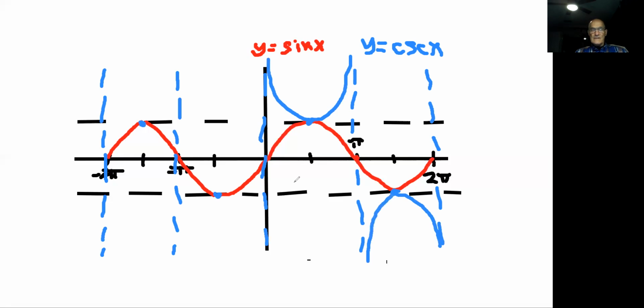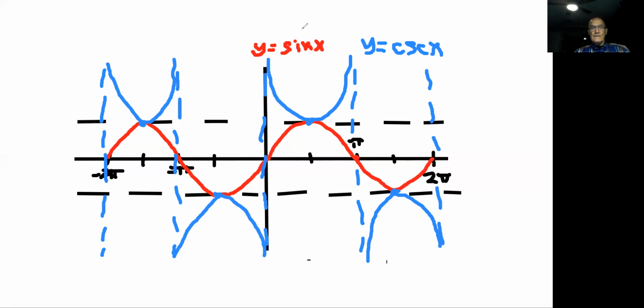So for the layperson's definition, if the original curve smiles, as you see here, then the reciprocal curve is going to frown. So it's going to come up like this. And if the original curve frowns, then the reciprocal is going to smile. So that's the way you go from the sine curve to the cosecant curve.